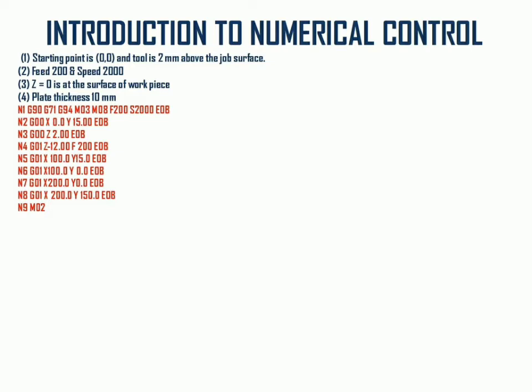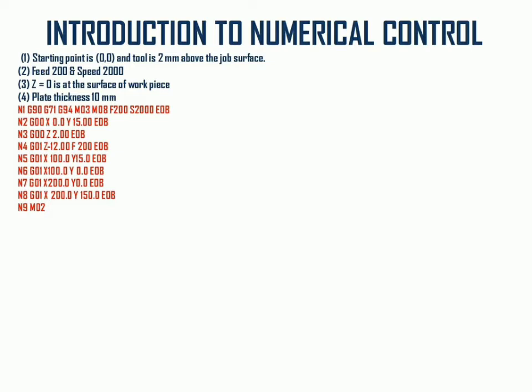Then instruction block number 2, rapid traverse from the origin to the required point. The first coordinate, point number 1, is X coordinate 0, Y 1. Then instruction block number 3, where we need to keep the tool 2 mm above the workpiece. Then we start the machining operation in linear interpolation G01, Z minus 12 to take the thickness of the plate, with feed rate 200.